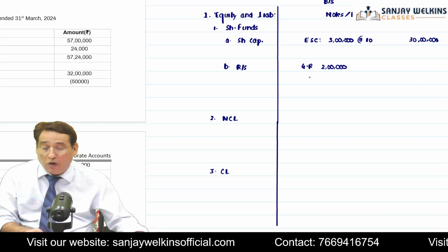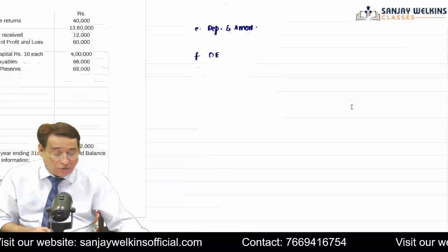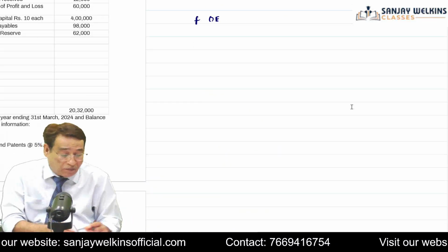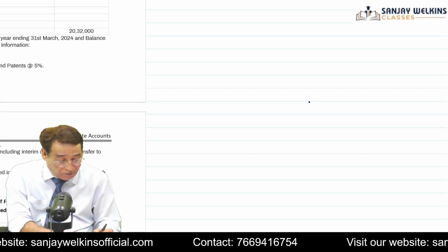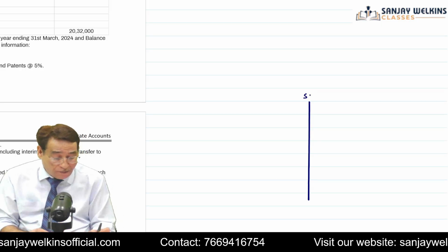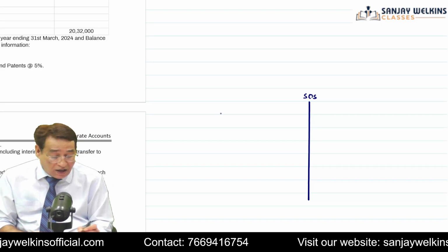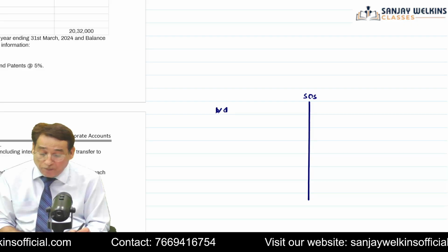Then profit or loss account credit balance. I told you profit or loss account credit balance will be reflected under statement of surplus. So I will have to prepare a statement of surplus later on. So I will be preparing this, my statement of surplus, SOS. And under statement of surplus, I will write this as balance brought down, 3 lakh.